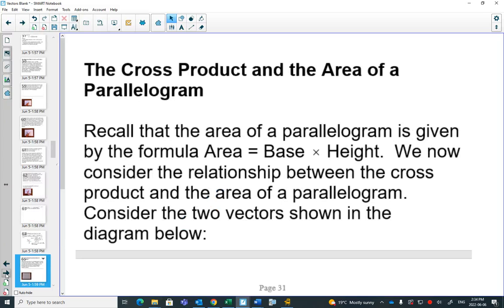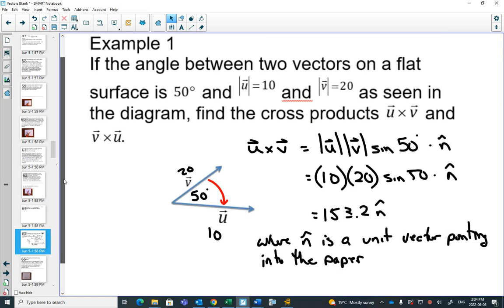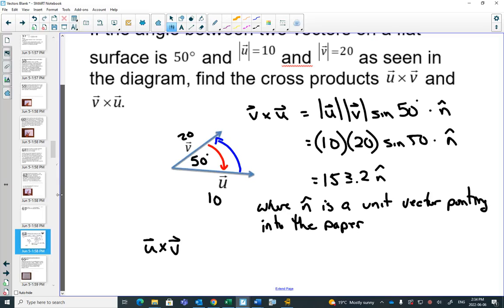So this question, we were just using a formula. Oh, I didn't do the v times u. Okay, perfect. I did v times u. This is v times u, right? Because if I went v times u, that v is first to u, that's into the paper. U times v, thank you for noticing that. U times v would be going this way.